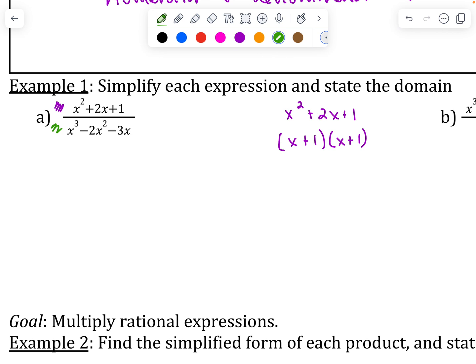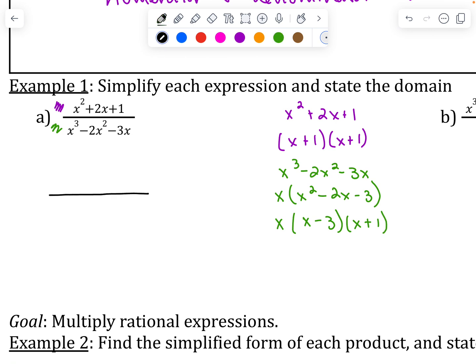For the green, the first thing I notice is they all have an x in common, so I'm going to factor that one out first. And then from that quadratic, I'm going to factor that if I can, which I can. Okay, so now I'm going to use my factored form. So I have x plus 1 and x plus 1.